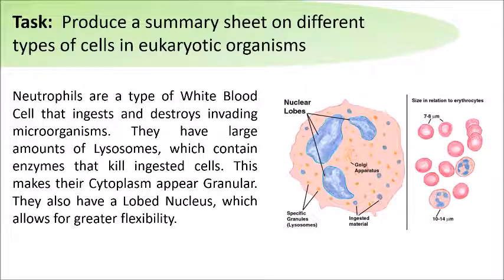Neutrophils are a type of white blood cell that ingests and destroys invading microorganisms. They have large amounts of lysosomes, which contain enzymes that kill and ingest these pathogenic cells.